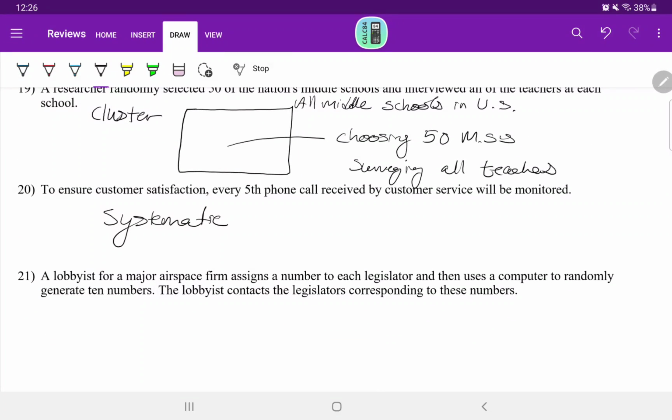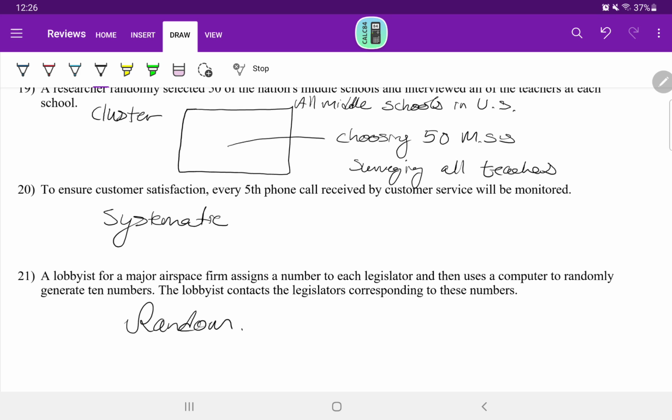And the last one, a lobbyist for a major aerospace firm assigns a number to each legislator and then uses a computer to randomly generate 10 numbers. The lobbyist contacts the legislators corresponding to these numbers. That is a random sample. Simple random. Every legislator has an equal chance of being selected. You are assigning them a value and you're randomly selecting 10 of those numbers.